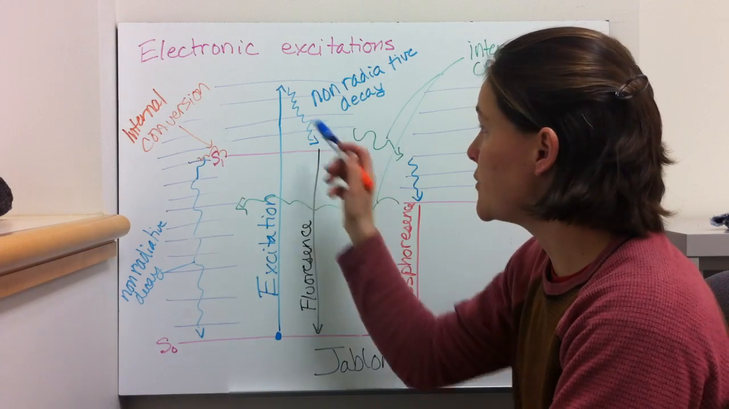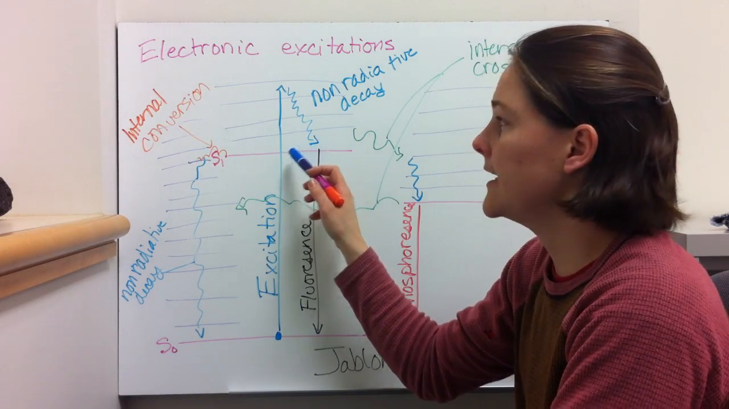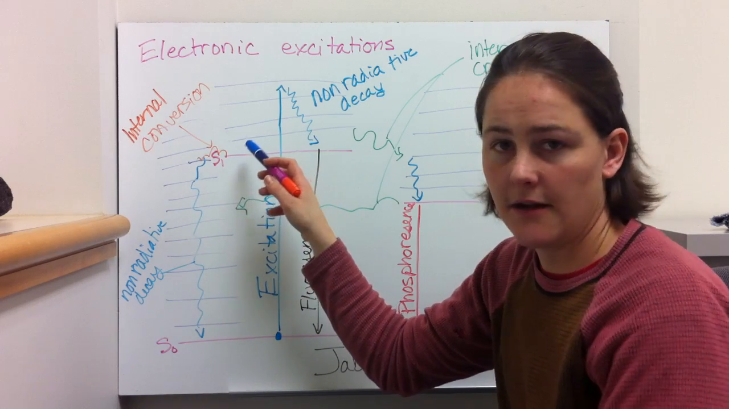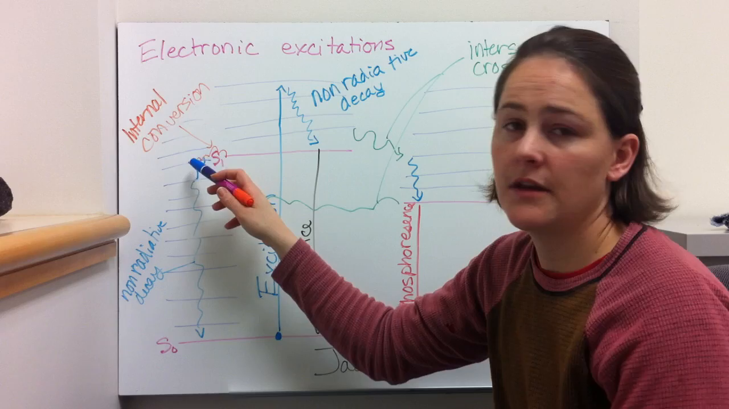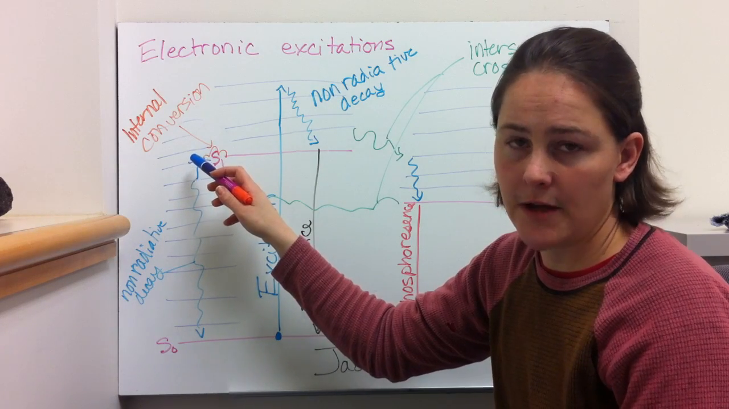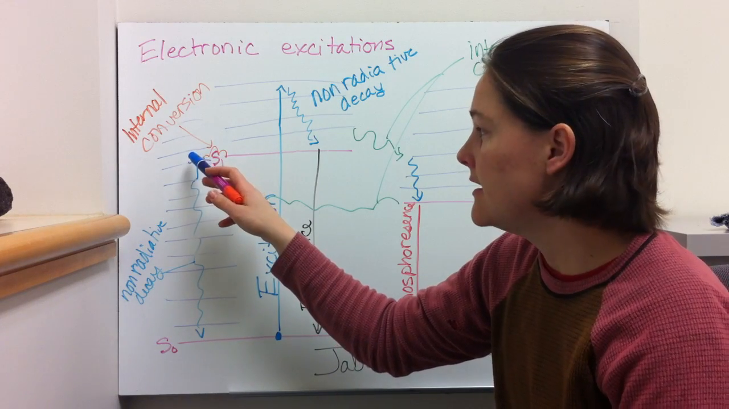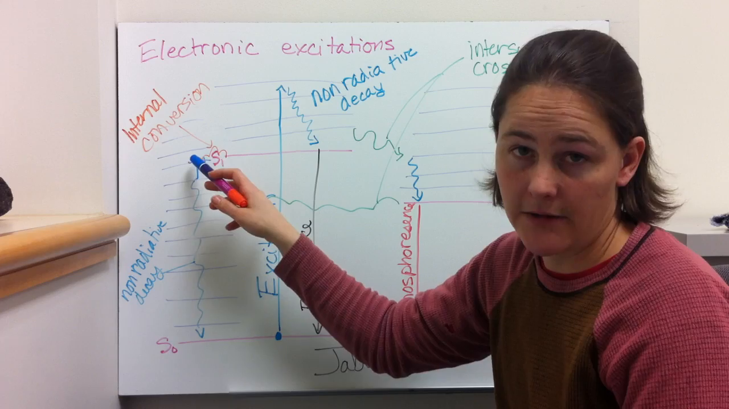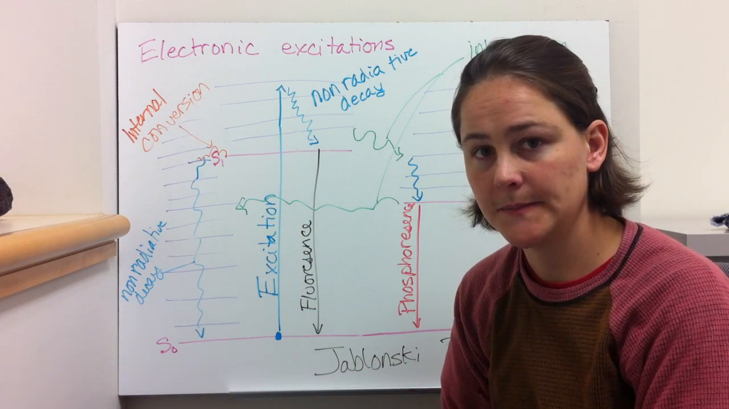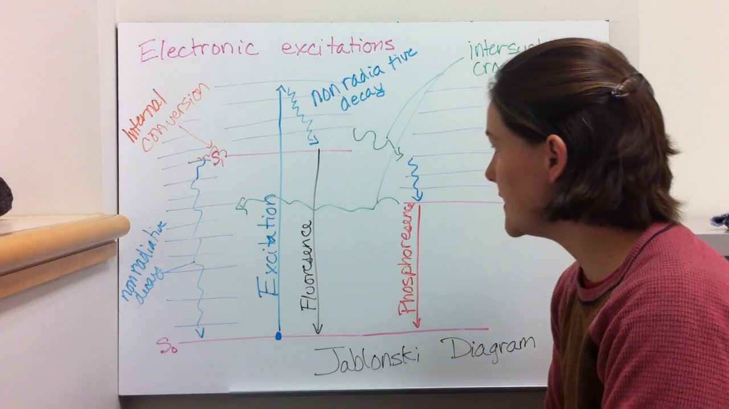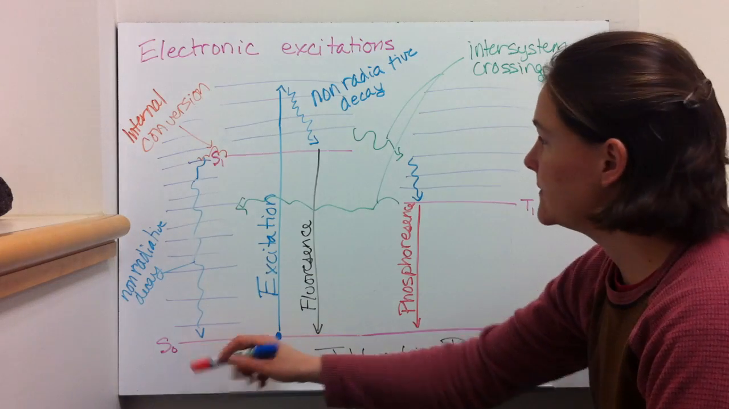So then there's some other options as well. You can undergo non-radiative decay to the ground state of the excited state singlet, and then undergo internal conversion to a vibrationally and rotationally excited state of the ground state, and then undergo non-radiative decay back to the ground state, the unexcited ground state, S0.